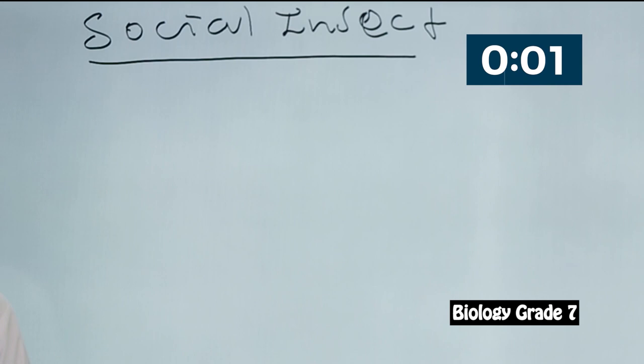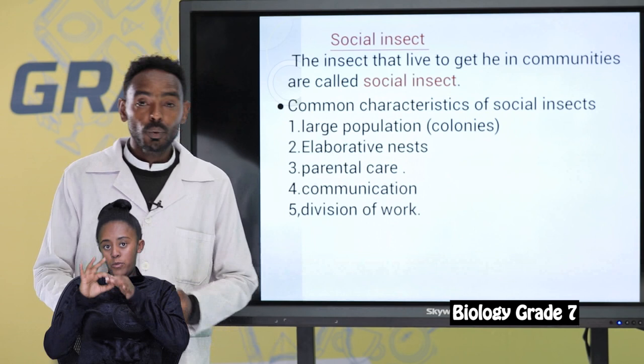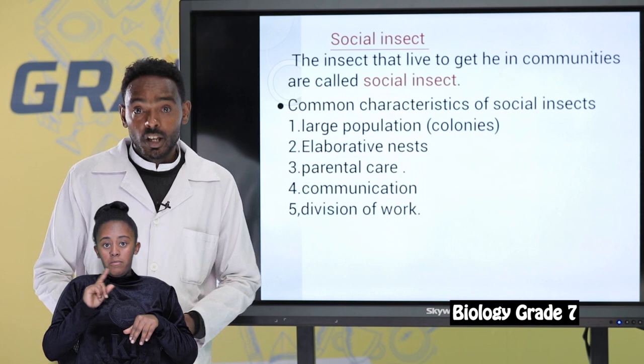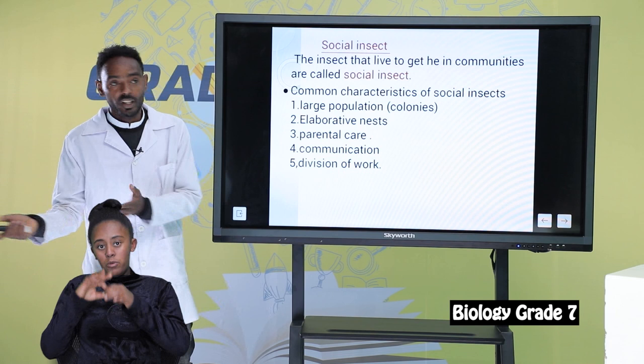Okay, dear students, let us now define the word social insects together. Social insects are the insects that live together in a community or in a colony. They are called social insects. Let us see some examples of social insects. If you take honeybees, ants and termites, they are social insects because they live together in a colony.